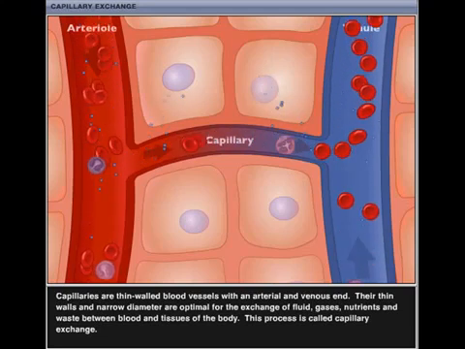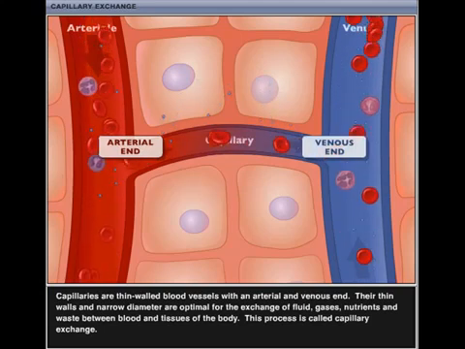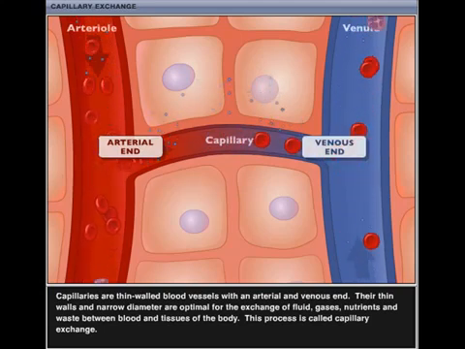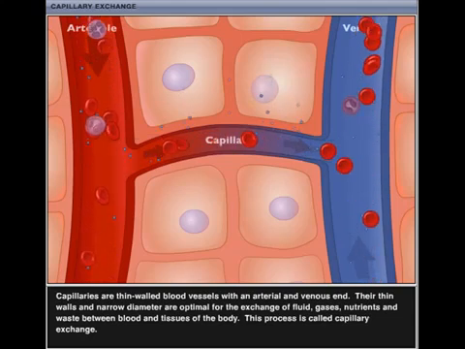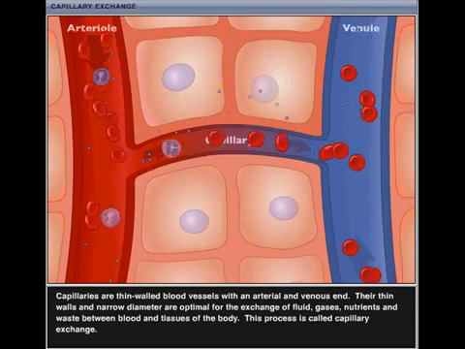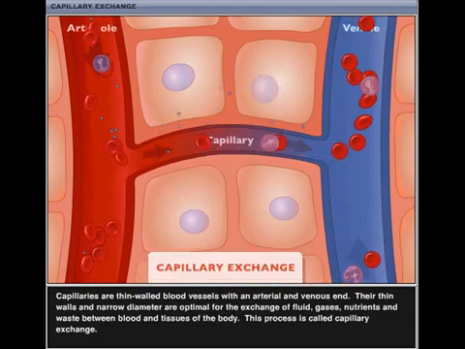Capillaries are thin-walled blood vessels with an arterial and venous end. Their thin walls and narrow diameter are optimal for the exchange of fluid, gases, nutrients, and waste between blood and tissues of the body. This process is called capillary exchange.